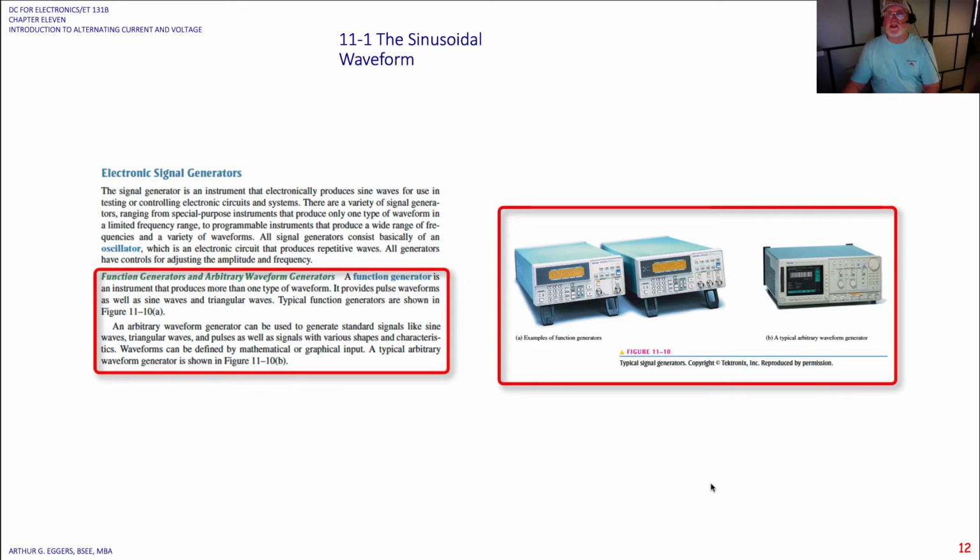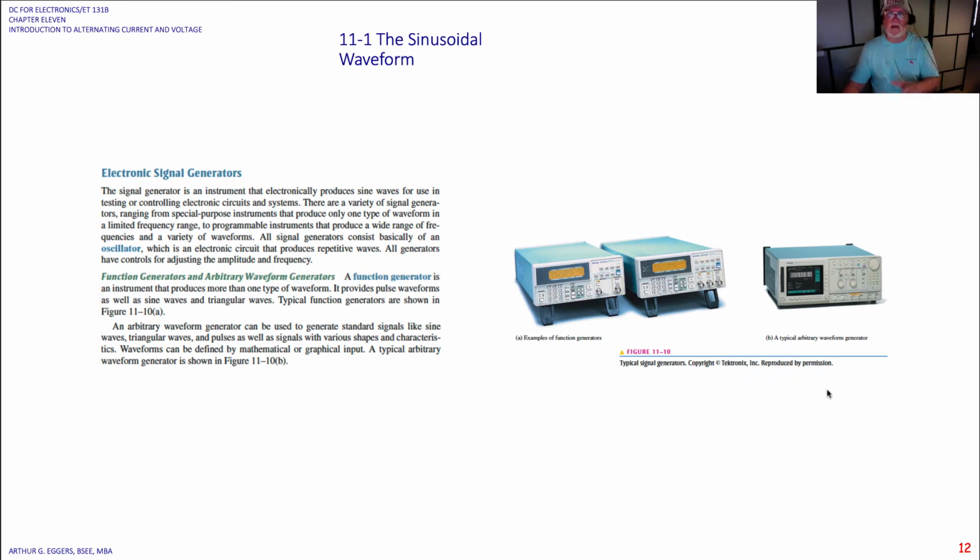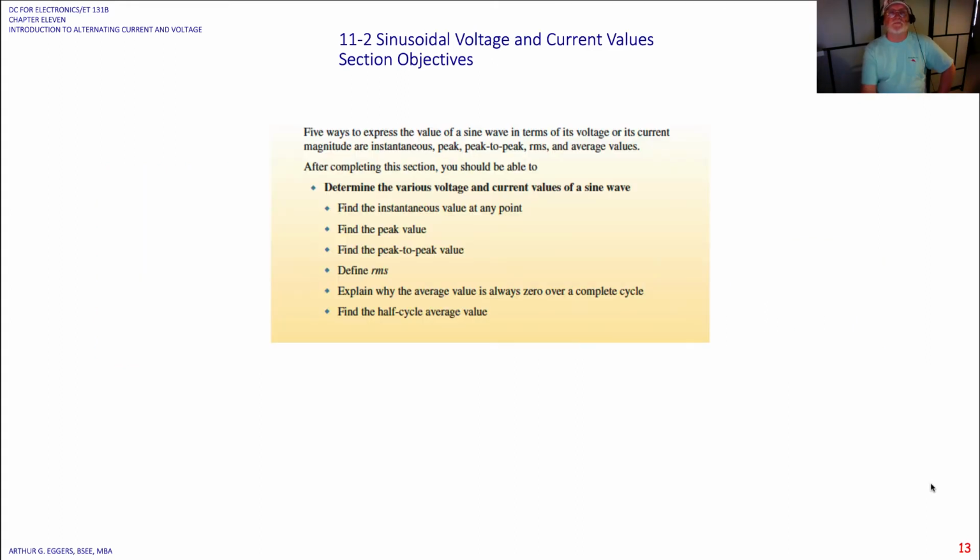Typical function generators then are shown over here to the right. An arbitrary waveform generator can be used to generate standard signals like sine waves, triangular waves, and pulses, as well as signals with various shapes and characteristics. Waveforms can be defined by mathematical and graphical input. A typical arbitrary waveform generator is shown over here on B. So again, when you get in the lab, check it out. You're going to see different types of waveform and sine wave signal generators in your lab.